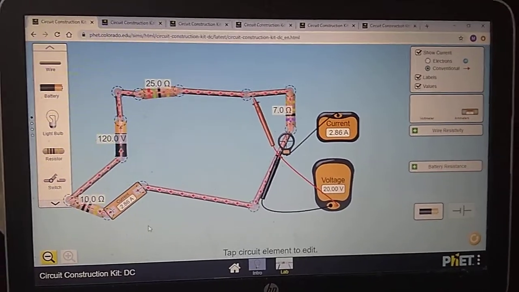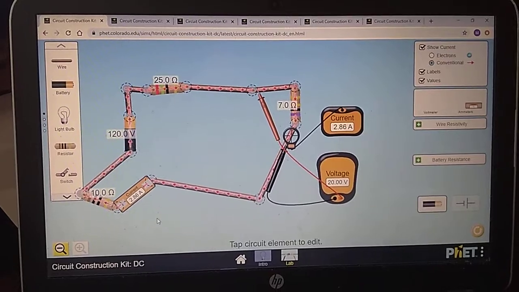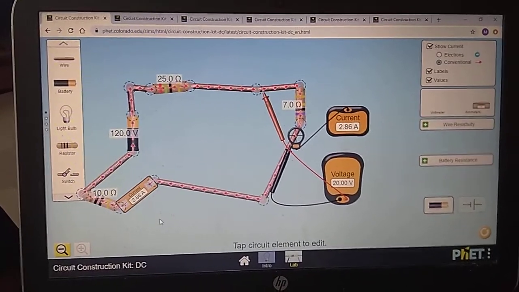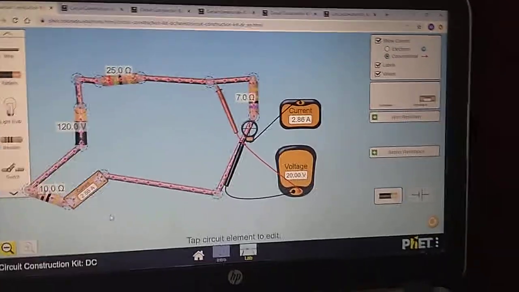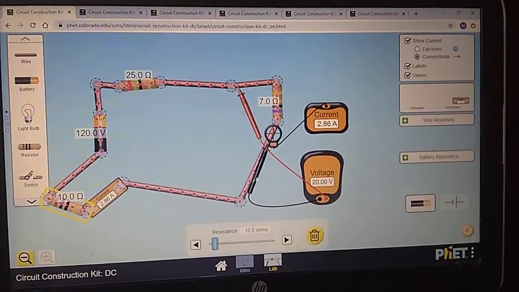So I can find the equivalent resistance by adding up all the resistances, or I can take the total voltage and divide by the total current. And this will be the same even if I change how many resistors or what the resistance is, as long as I keep it in series.